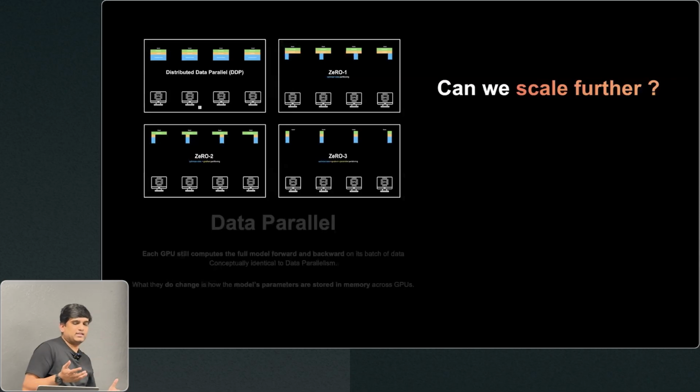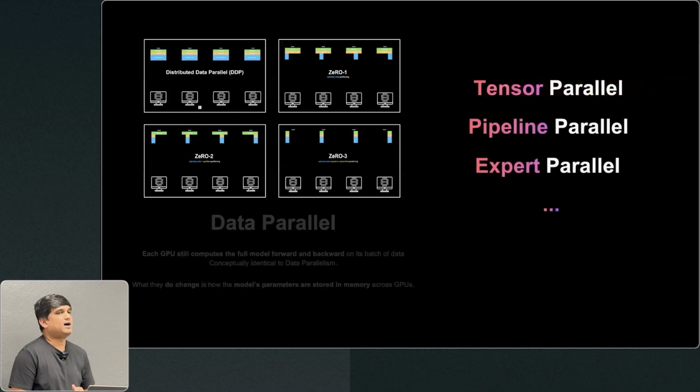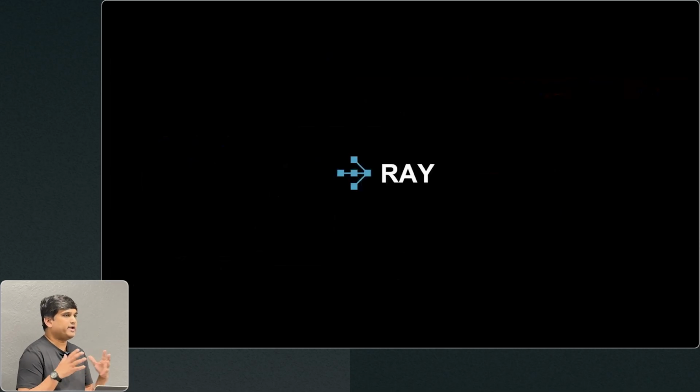It can happen, and that is what most of the very large models are trained with, and there are different techniques: tensor parallel, pipeline parallel, expert parallel, and so on and so forth. Does that make sense? Right? So this is how distributed training works at its core.